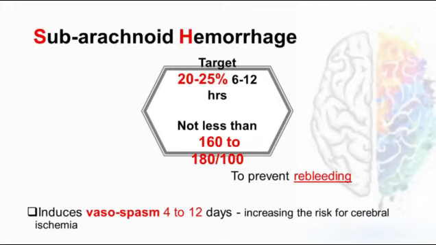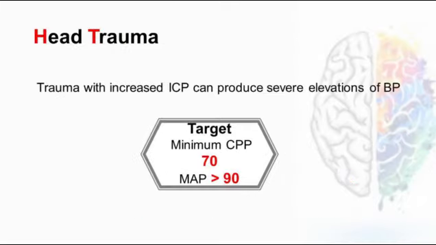Subarachnoid hemorrhage: we have a target reduction of blood pressure of 20 to 25% in 6 to 12 hours, in other words, not less than 160 to 180 over 100. Why is that? To prevent rebleeding. Also, we know that in subarachnoid hemorrhage, vasospasm may happen within 4 to 12 days, which increases the risk of cerebral ischemia. Head trauma will increase the ICP, which can produce severe elevation of blood pressure. So we target a MAP of 90 or more for those patients.